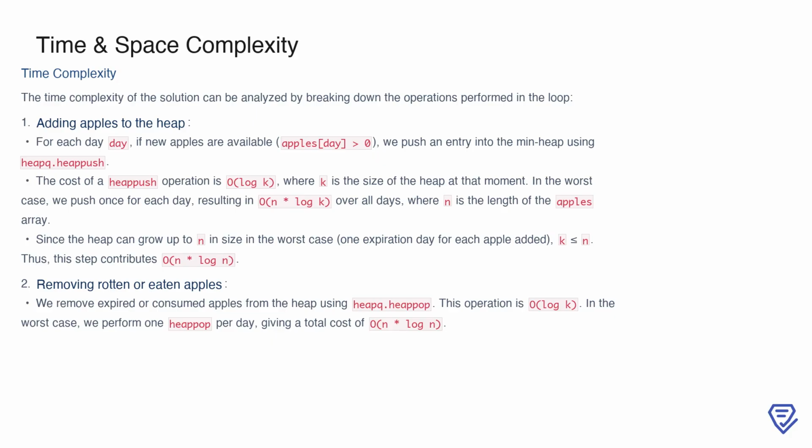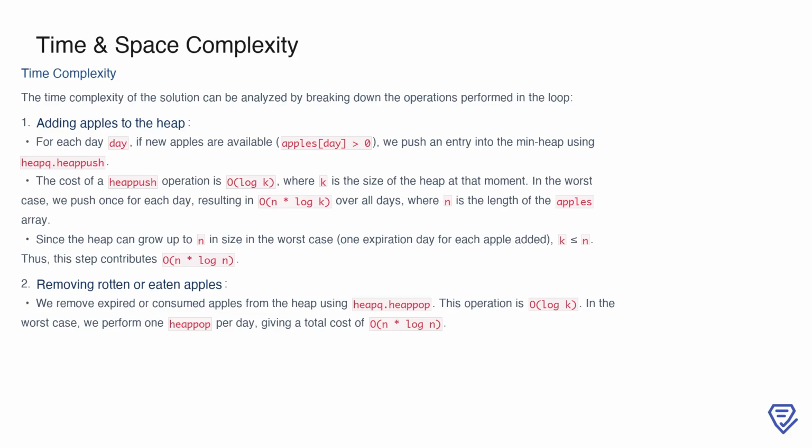size of the heap. Over all days, the worst-case scenario is when each day adds a new entry to the heap, leading to a total time complexity of O(n * log k). Since the heap size is bounded by the total number of days n, we can replace k with n, resulting in this step contributing O(n * log n) time.